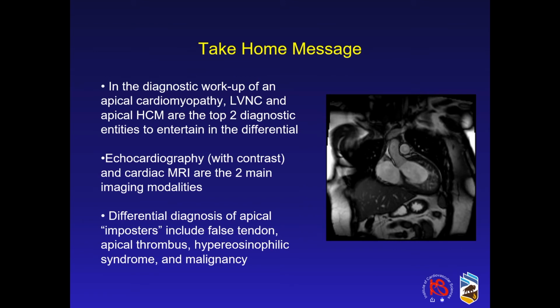At the end, the take-home message is the following. In the diagnostic workup of an apical cardiomyopathy, LV non-compaction and apical hypertrophic cardiomyopathy are the top two diagnostic entities to entertain within the differential diagnosis. One must remember that echocardiography, with contrast in particular, and cardiac MRI are the two main imaging modalities.